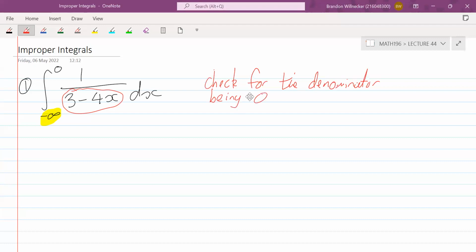In this case, 3 minus 4x is equal to 0, so 3 is equal to 4x, so x is equal to 3 over 4. So when x is equal to 3 over 4, we've got ourselves a vertical asymptote. But notice that our domain is from minus infinity to 0, so that's not going to be a problem for us. But we still have an infinite domain to worry about.